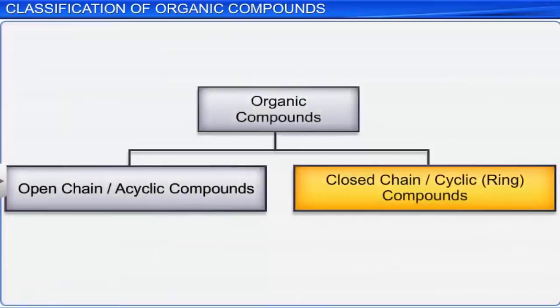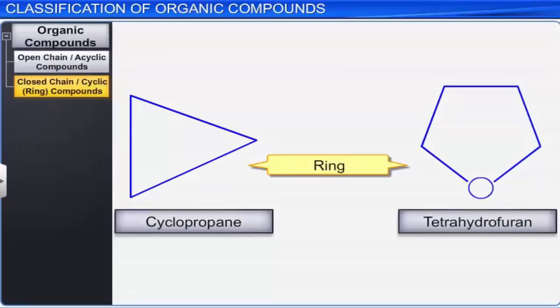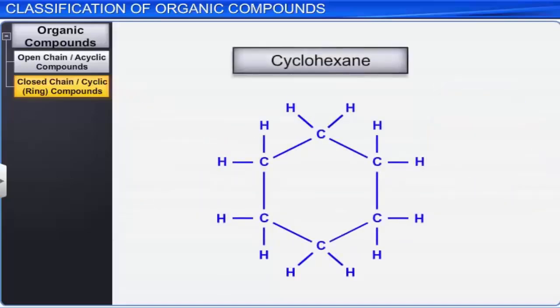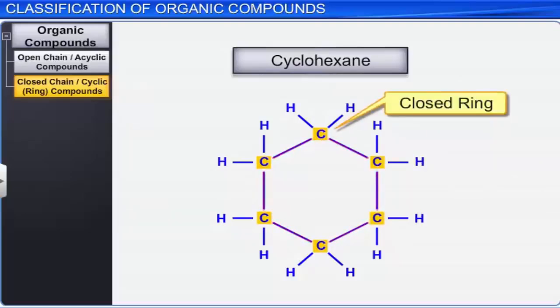In a cyclic or ring or closed chain compound, the carbon atoms and any other atoms, if any, are joined together to form a closed ring. For example, in cyclohexane, 6 carbon atoms join together and form a closed ring.